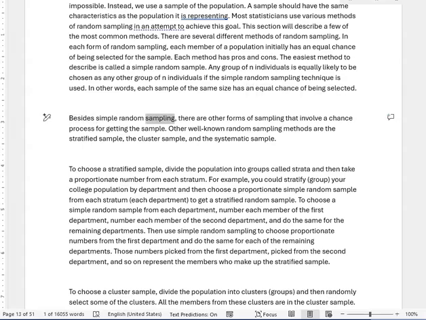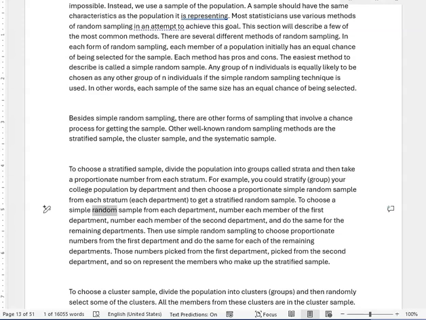Besides simple random sampling, there are other forms of sampling that involve a chance process for getting the sample. Other well-known random sampling methods are the stratified sample, the cluster sample, and the systematic sample. To choose a stratified sample, divide the population into groups called strata and then take a proportionate number from each stratum. For example, you could stratify, group, your college population by department, and then choose a proportionate simple random sample from each stratum, each department, to get a stratified random sample.